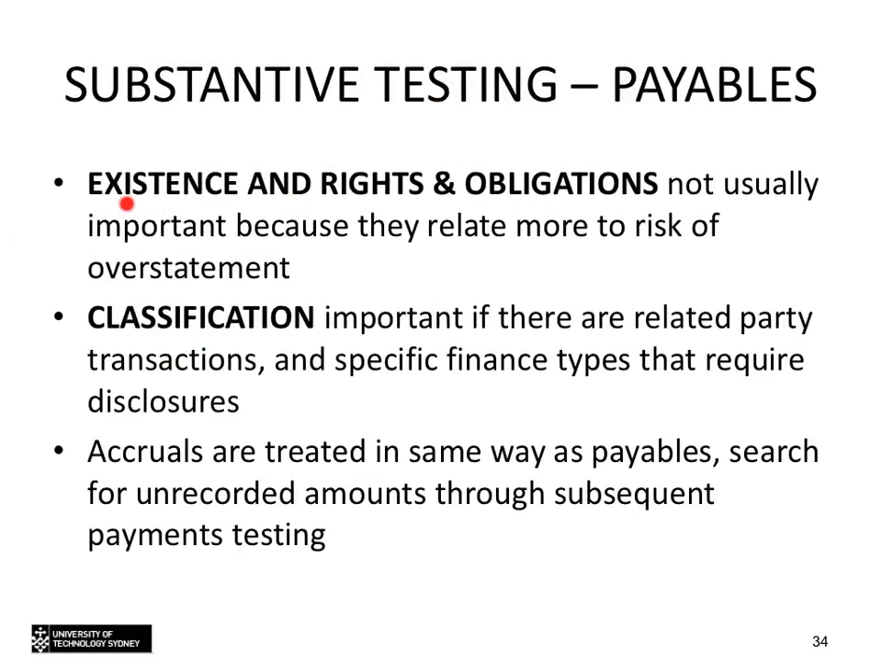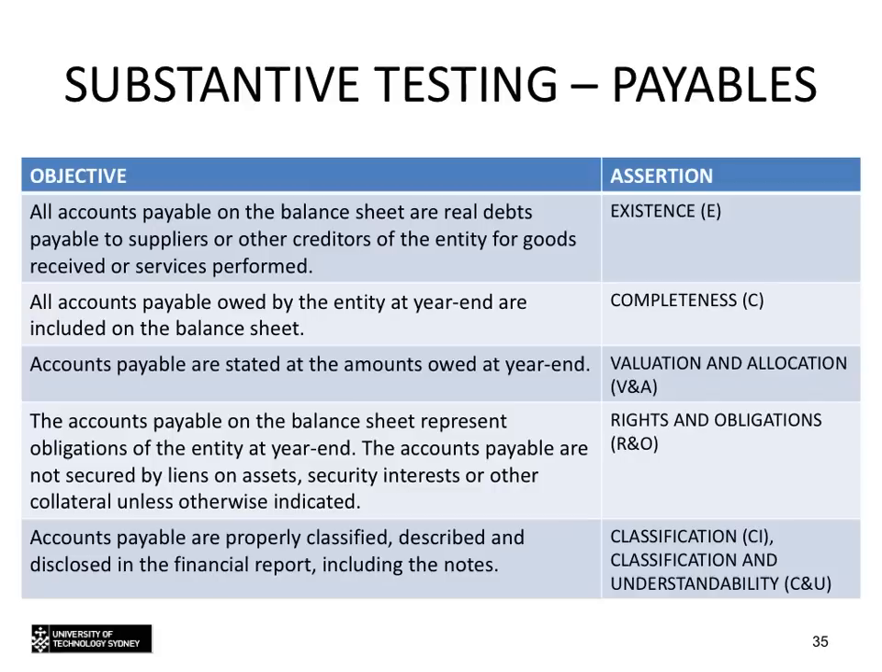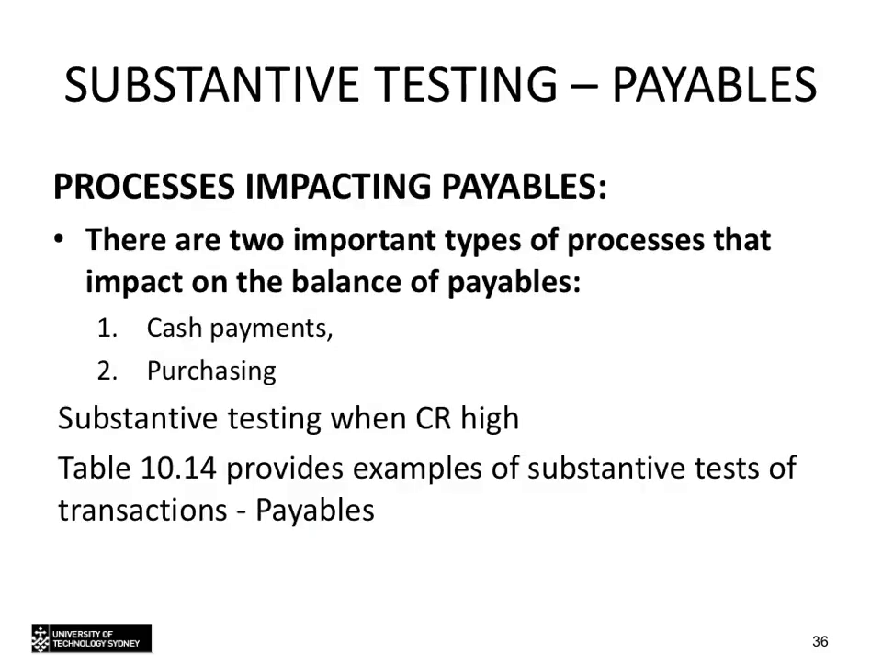Existence and rights and obligations are not usually a huge issue. You might need to make sure you understand the related party transactions, but the big thing is completeness and valuation. Have we recorded enough? So sometimes you might include it, but you might exclude some purchases and undervalue your accounts payable. So there's some of your assertions there.